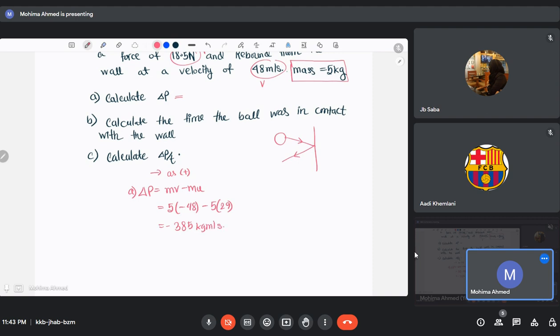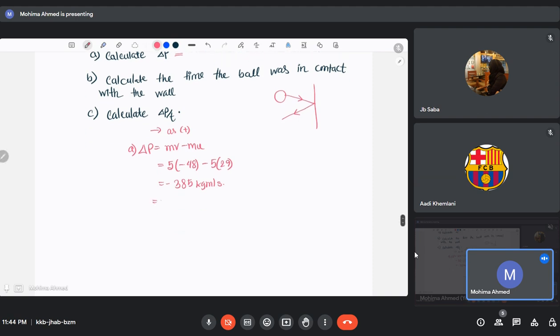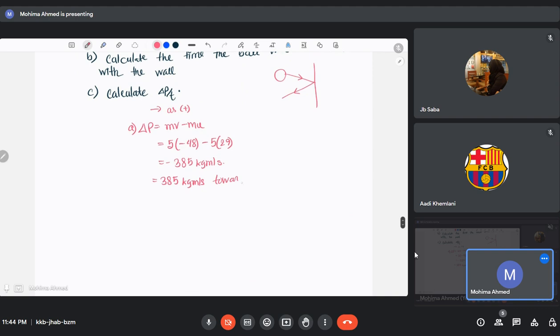So if we calculate this, you get minus 385 kg meter per second, which means that the final momentum was greater after the rebounding. That's why you have minus 385. So that's not a big deal. This was the final value for change in momentum. And after that, you can obviously write this as 385 kg meters per second. Instead of using the minus sign at the front, you can say this much momentum towards left, because we are taking direction towards right as positive, right? So towards left.